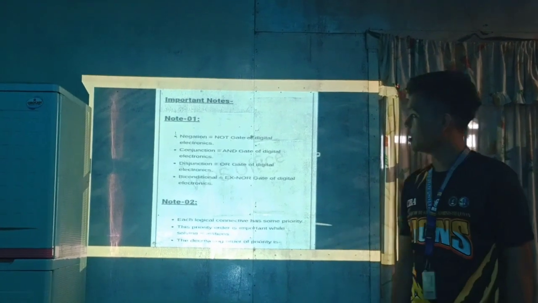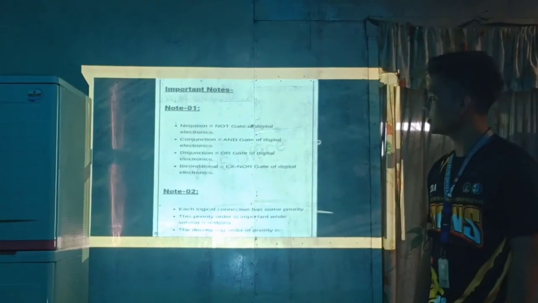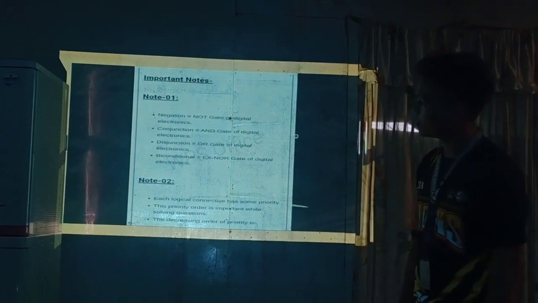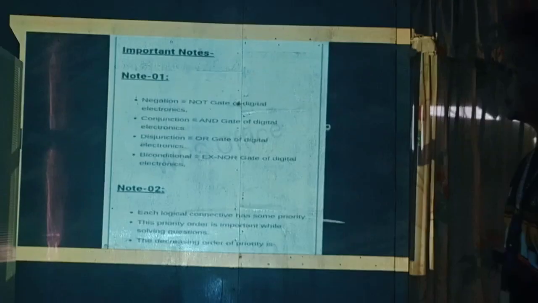These are the important notes of our topic. Note 1. Negation is equal to the NOT gate of digital electronics. Conjunction is equal to the AND gate of digital electronics. Disjunction is equal to the OR gate of digital electronics. Biconditional is equal to the XNOR gate of digital electronics.